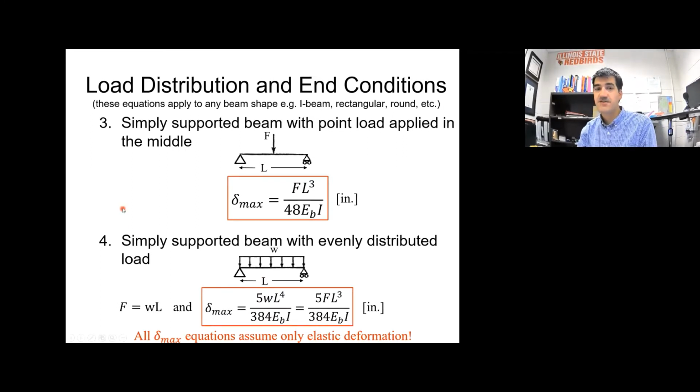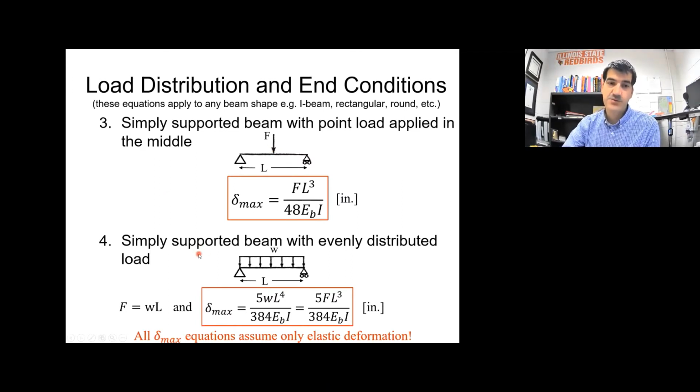Okay, here are the deflection equations for the remaining two situations. Situation 3 was a simply supported beam with a point load applied in the middle. So the form of the equation is very similar, but the constant here is 1/48 FL cubed divided by EI. Whereas before we had 1/3 and 1/8 for the cantilever beams, now we have 1/48 for the simply supported beam with a point load applied in the middle.